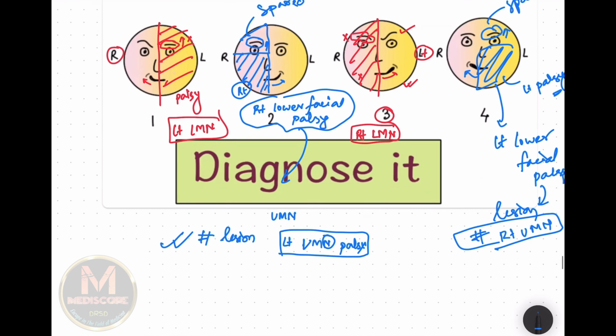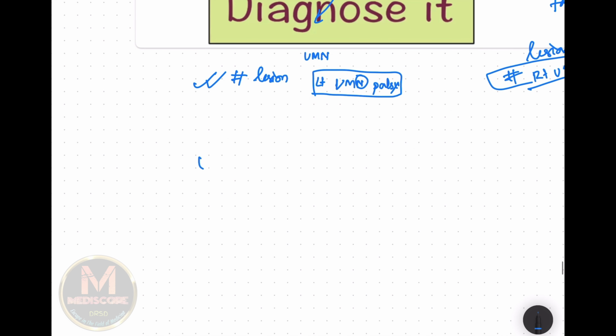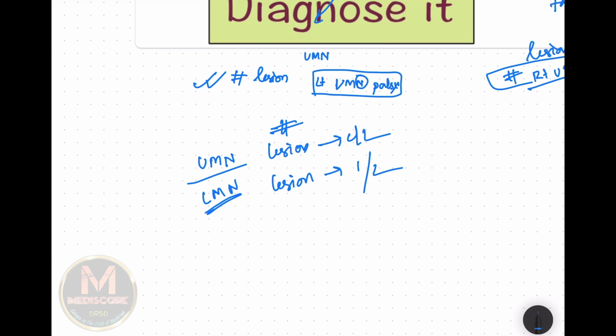So the take-home point from here: if it is upper motor neuron, the site of lesion will always be contralateral to the site of facial palsy or weakness. If it is lower motor neuron, and lower motor neuron means below the level of the pons, the side of lesion will always be ipsilateral. So this is all.